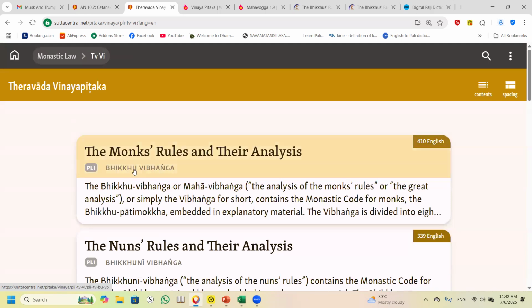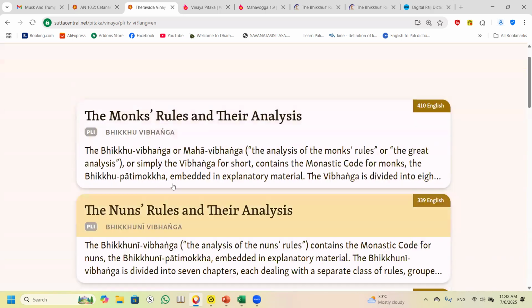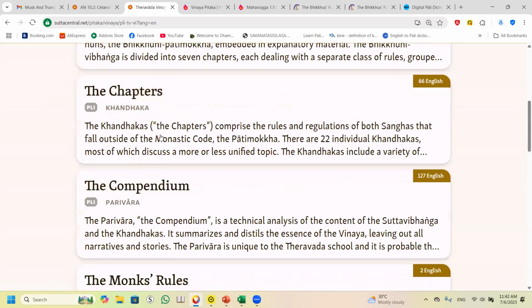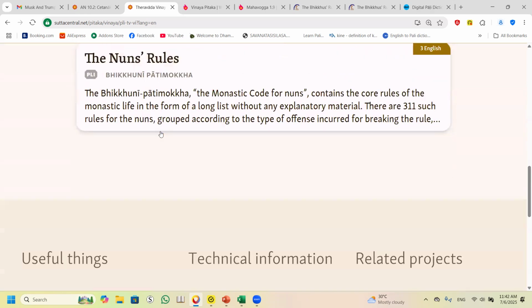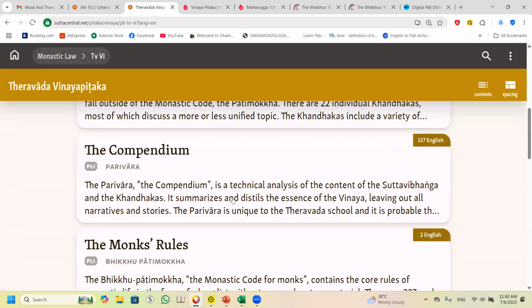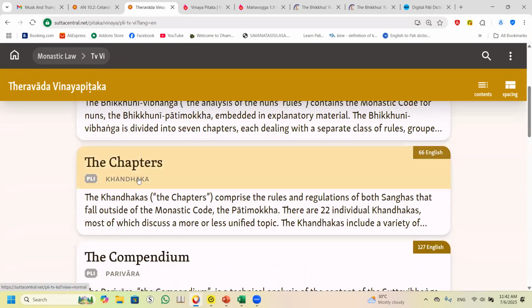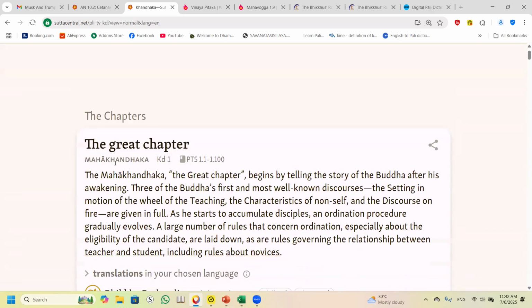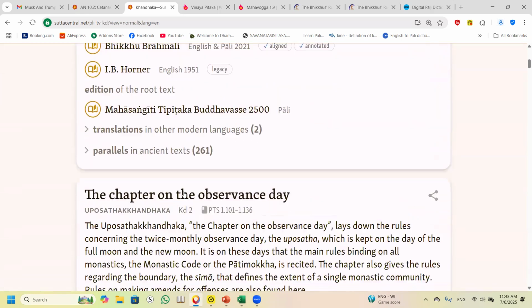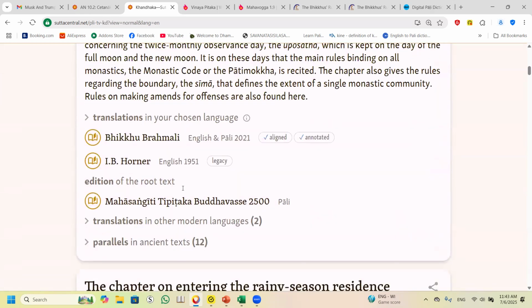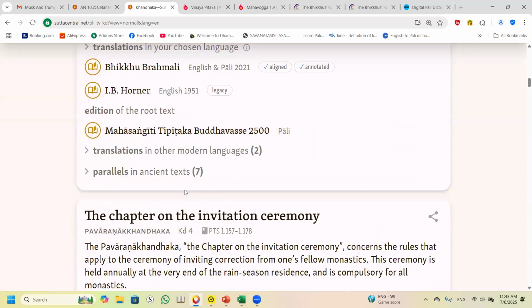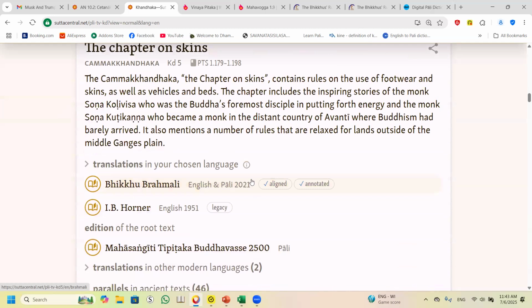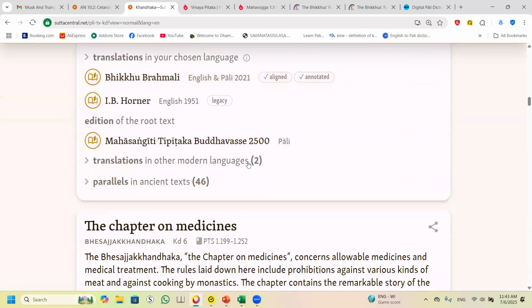Okay, this is Vibhanga, Bhikkhuni, Khandhaka. You cannot see Mahavaga directly, so it will fall under Khandhaka. You look under Khandhaka, then you will see Mahakhandhaka. So it will fall under this particular category. In this category there is a lot of story to read. So it will fall under this particular story. All right.